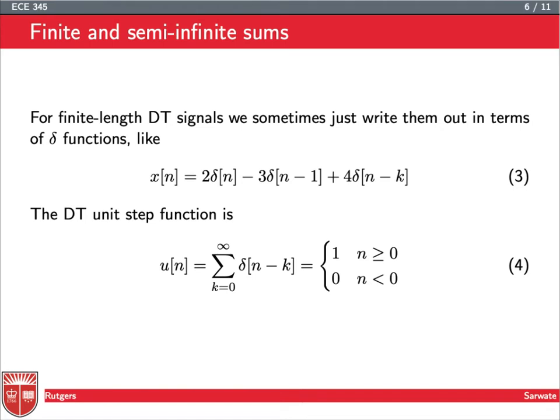For finite discrete time signals, we sometimes just write them out in terms of delta functions. So here's another example like the one that we saw on the previous slide. Here, this thing would be 2 at time equals 0, then it's minus 3 at time equals 1, and then it's 4 at some time k, so 4 is probably up here, something like that.